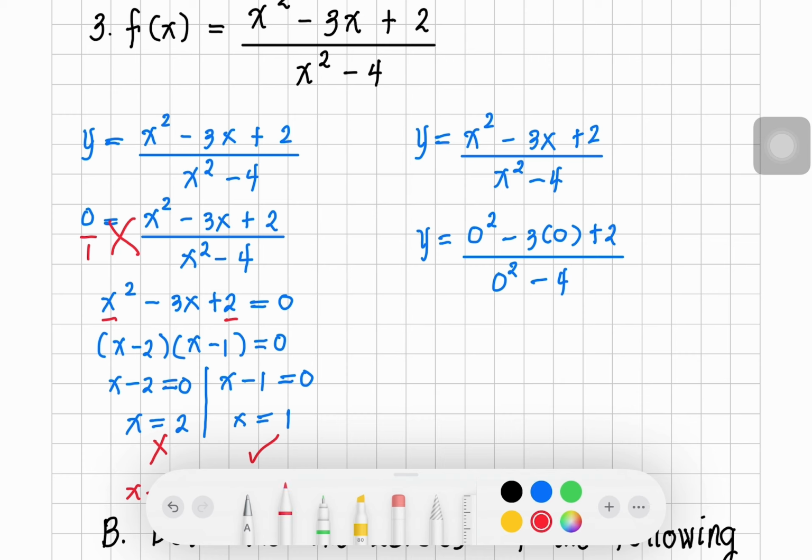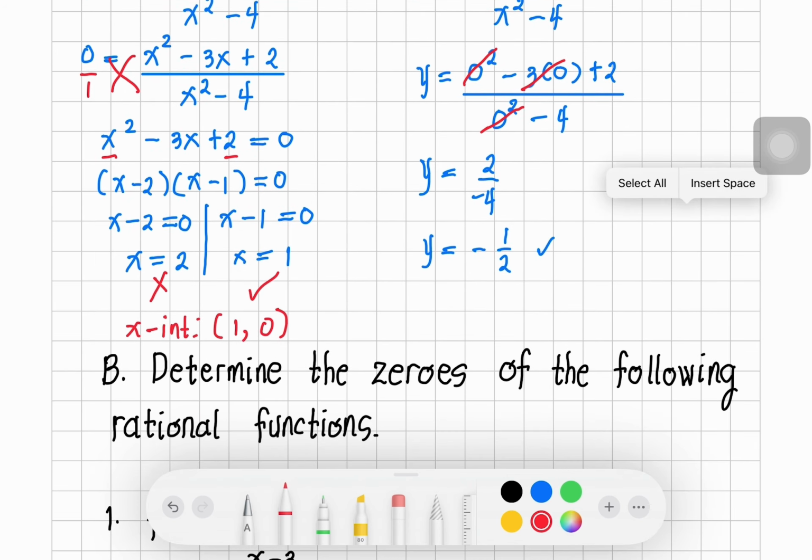So dito, pwede tayo mag-cancel out na dyan. Cancel kasi 0 naman yan. So we are left with y equals 2 over negative 4. And we all know that yung 2 over negative 4, we can still simplify, right? So y is equal to negative 1 half. Gets? Okay. So ang y-intercept natin ay (0, negative 1/2).